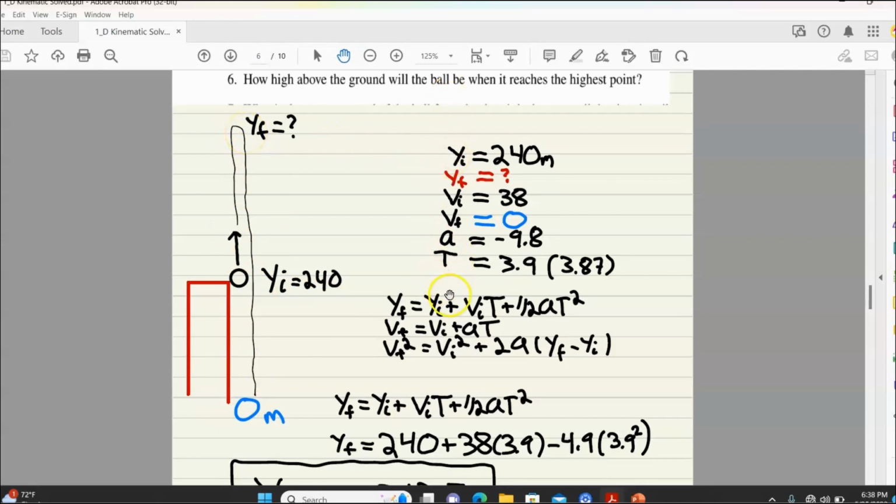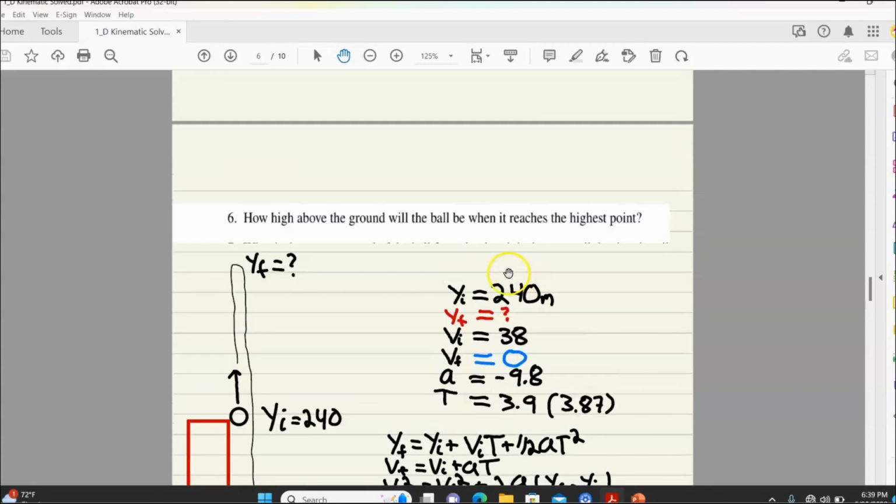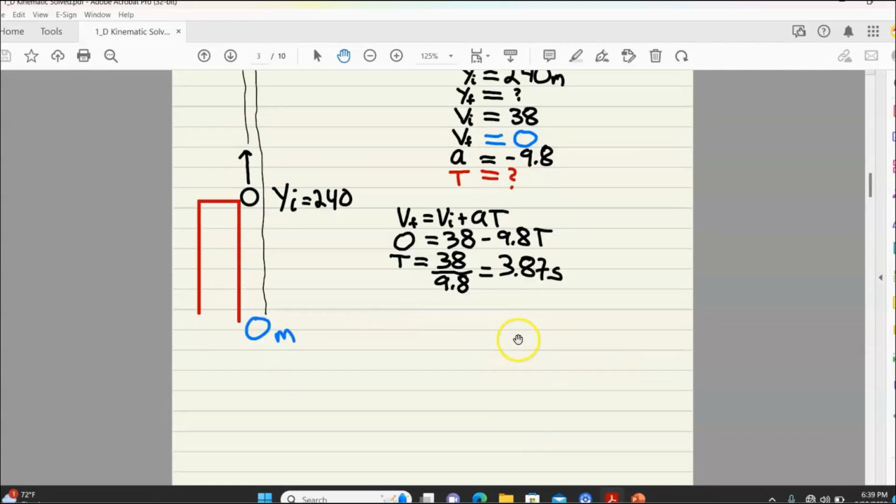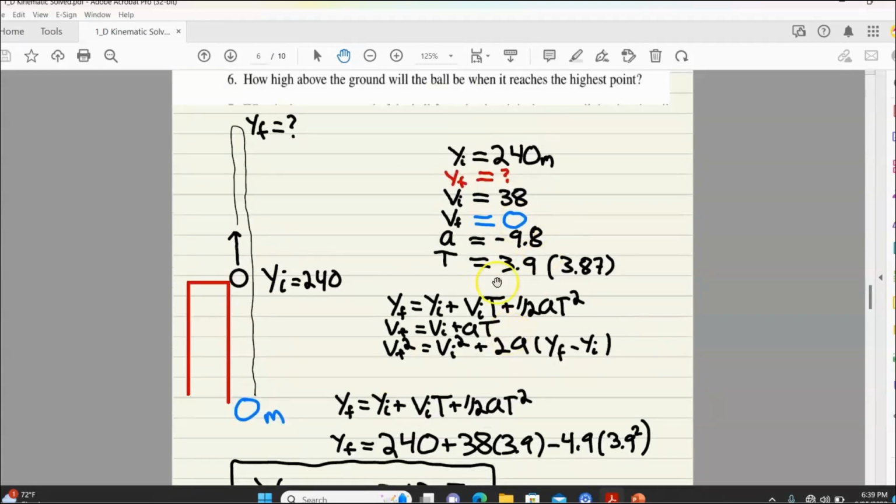And then let's fill out all the information that we know. Y initial is 240 meters. Y final is unknown. I wrote it in red because that's what we're trying to find. V initial is 38 meters per second. V final is 0. It's very important that you remember that at the top, the final velocity is 0. Acceleration is negative 9.8. And the time we found from a previous part, the time to reach the highest point, is 3.87 seconds. And so I put time as 3.9 seconds. I rounded. It's really 3.87.